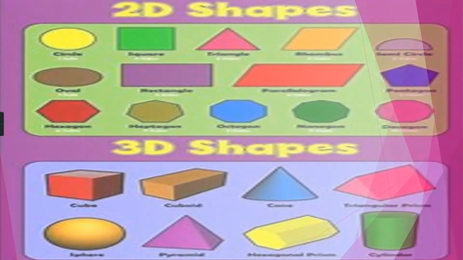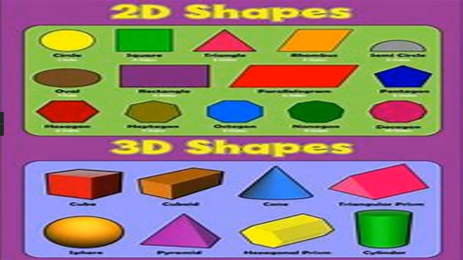Now, let us see the examples of 2D shapes and 3D shapes. In 2D shapes we have circle, rectangle, triangle, etc. In the 3D shapes, we have cube, cuboid, cone, prism, sphere, pyramid, etc.